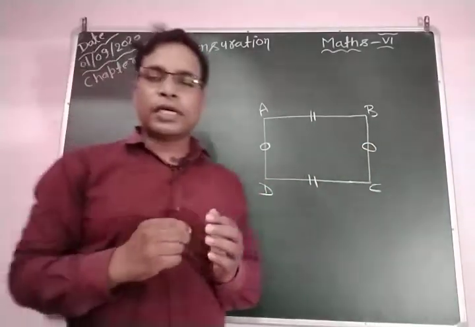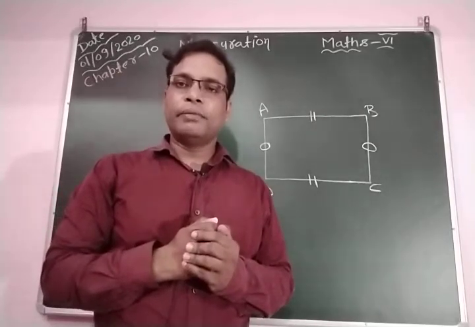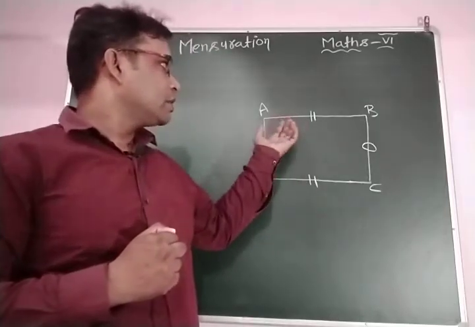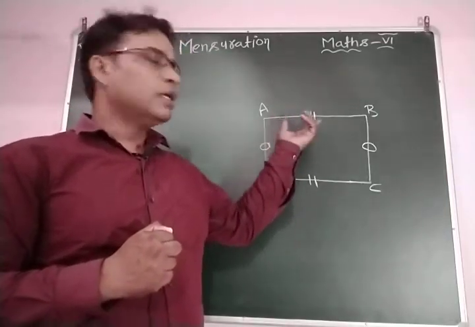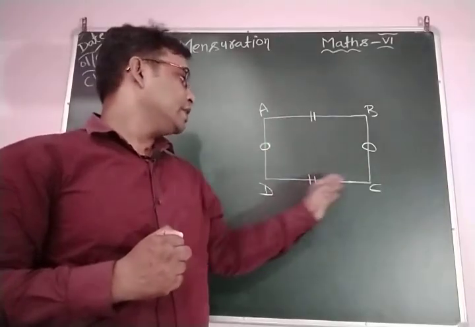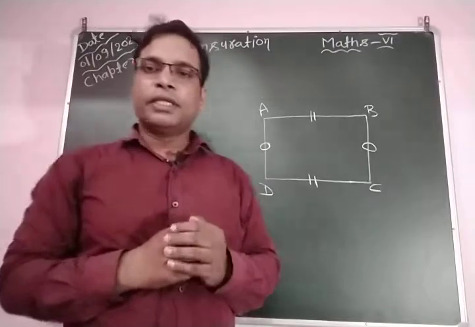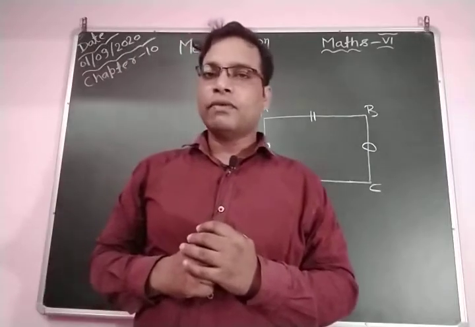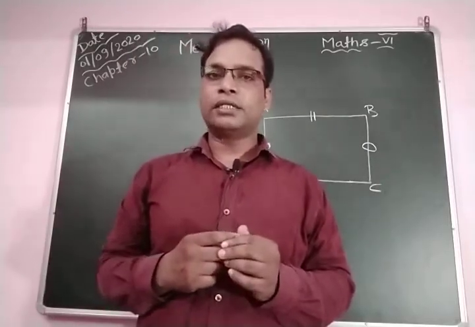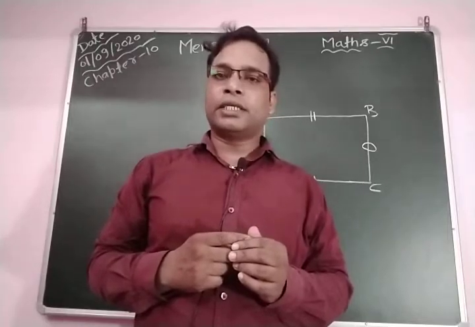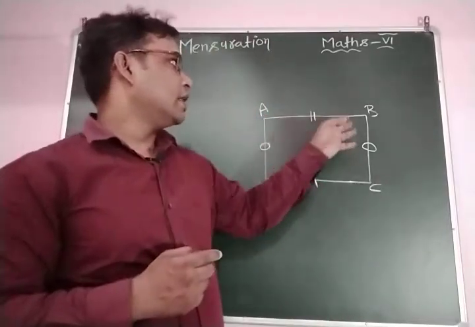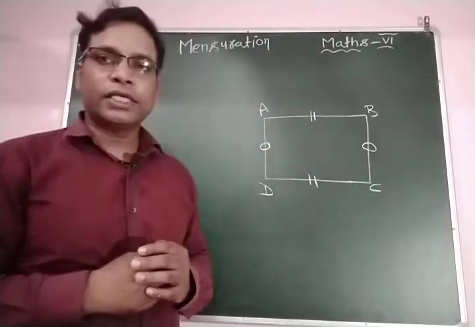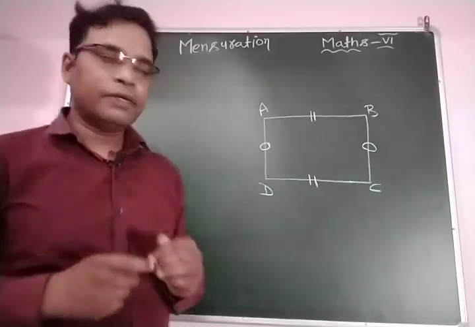According to the definition, perimeter is the length of the boundary. If we need to find the perimeter of this rectangle, its boundary is AB, BC, CD, and DA. If we sum the length of the boundary of this rectangle, then we find the perimeter of the rectangle. Also you can say it is the sum of all sides. So let's see how to find the perimeter of a rectangle.